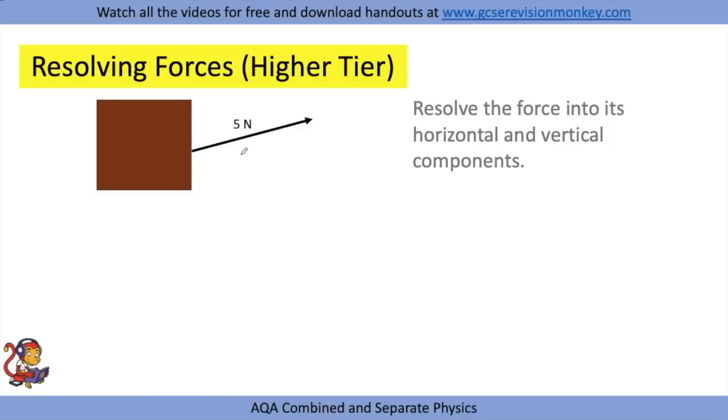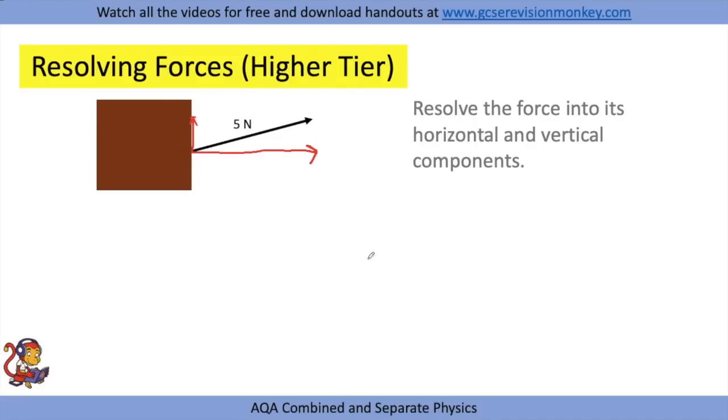A little bit more tricky work on forces for higher tier students is resolving forces. This question says resolve the force into its horizontal and vertical component. And what this is saying is if this force is acting at an angle, we can break up that force into the horizontal component of that force and the vertical component of that force. So this is an example of what you might need to do.